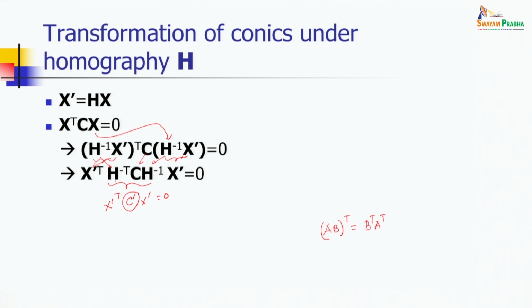Now, this kind of operation: if you have any symmetric matrix and I multiply it with a 3 cross 3 matrix, like with a transpose and the matrix here, then we can show that it remains symmetric. Now, this is a mathematical property. So, which means C prime is also a symmetric matrix and it is a 3 cross 3 matrix. So, which is a description of a conic.